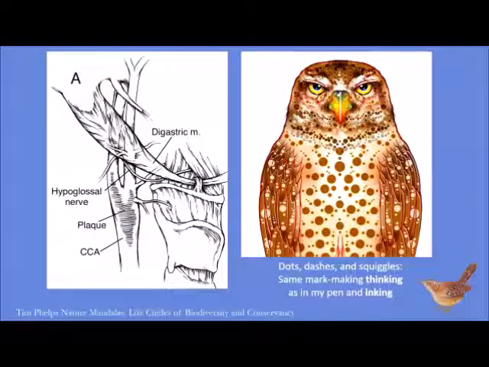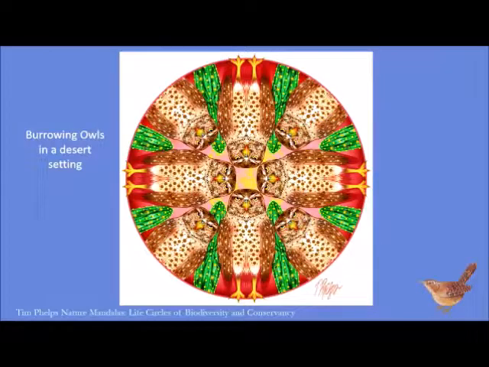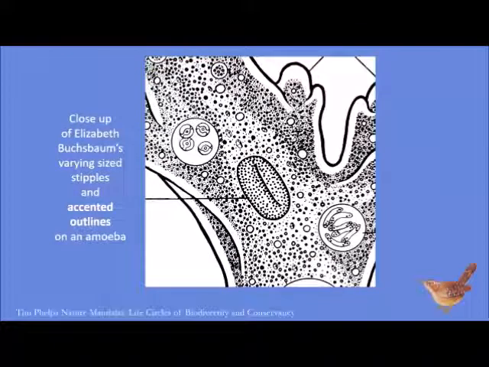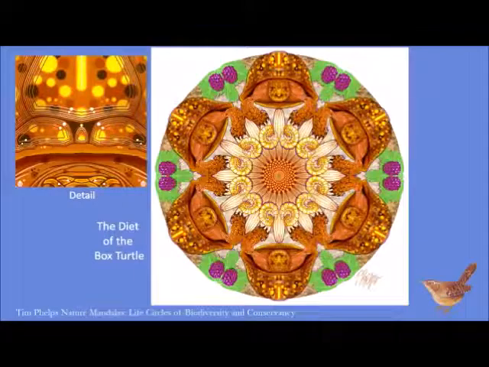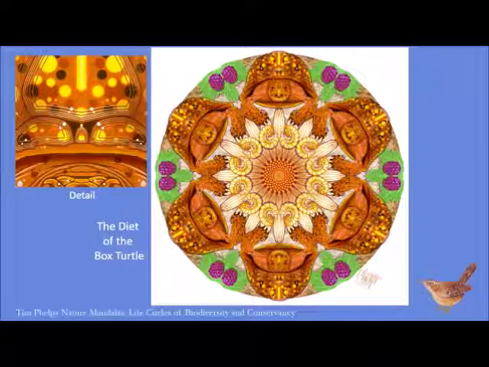So my pen and ink is punctuated with dots and spots and squiggles in my professional work. And I use the same mark making thinking in my pen and inking. So here we have burrowing owls in the desert. And this is a close-up of Elizabeth Buxbaum's stipple and accent drawing. And I was drawn to that kind of a pattern and use of varying size of dots. And this is how I used it in the shell of the box turtle. And this is the diet of the box turtle.